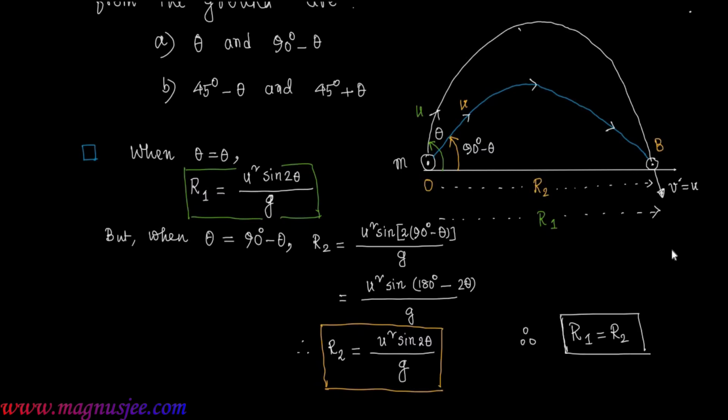If the projectile is thrown at an angle theta and 90 degree minus theta, the projectile will have the same horizontal ranges. That means R2 will be equal to R1.